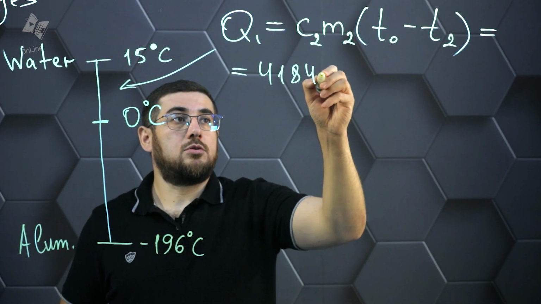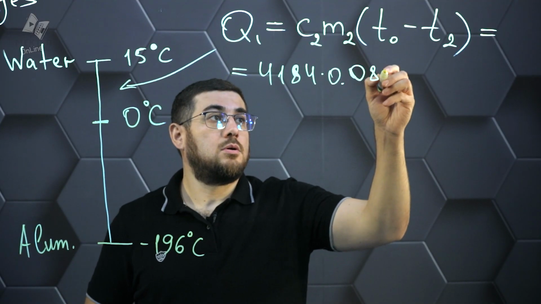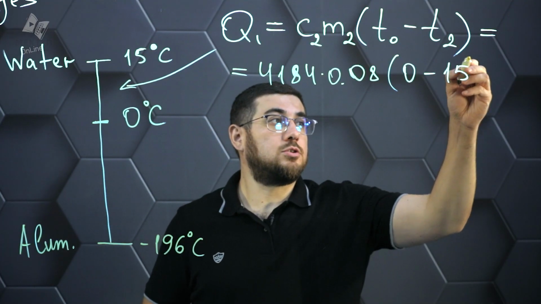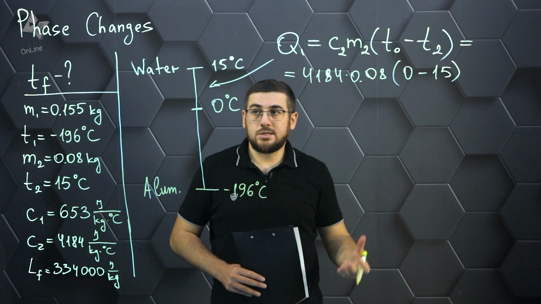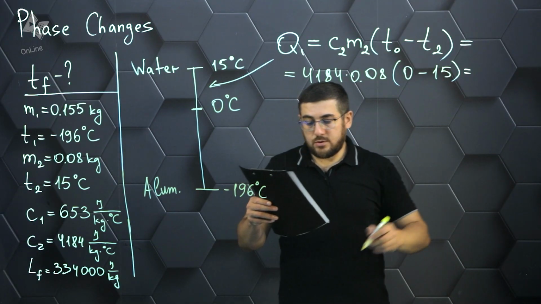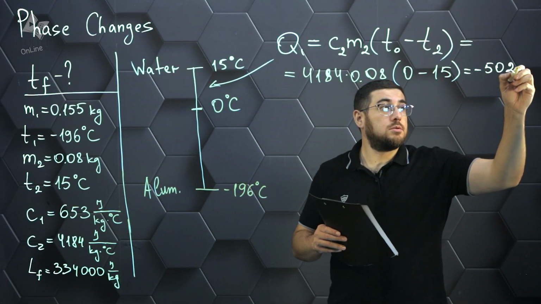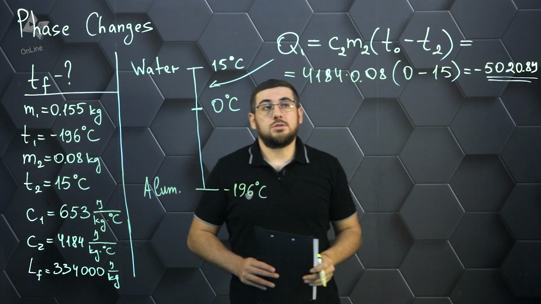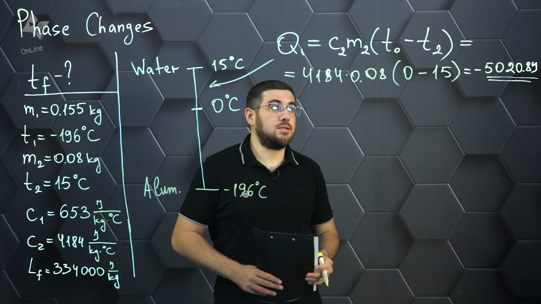So 4,184 multiplied by 0.08 and by the change in temperature, which is 0 degrees Celsius minus 15 degrees Celsius. As we can see, the heat here will be negative, naturally, because the water is losing it. So after performing the calculation, we get a value of minus 5,020.8 joules of energy, which is the result we have obtained. That is, this is exactly how much energy the water will lose as it cools down to 0 degrees Celsius.